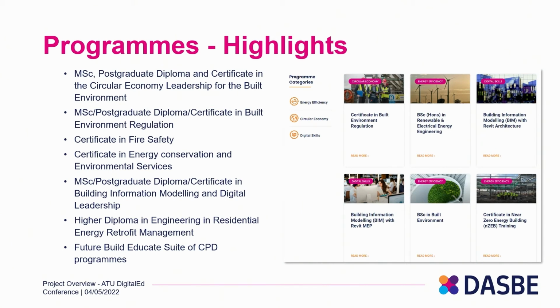There's a master's, postgraduate diploma and certificate in building information modelling and digital leadership. And we also have a higher diploma in engineering in residential energy retrofit management. This one is actually a joint program that's been developed with ATU and TUS. It's a level 8, 60 credit module, and it's going to be made up of 3 minor awards.